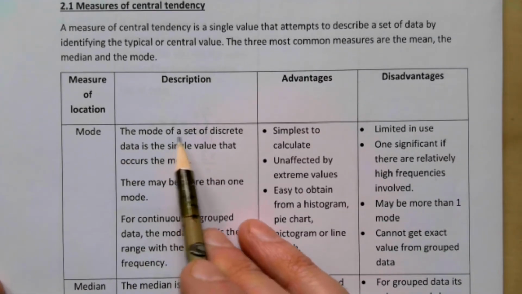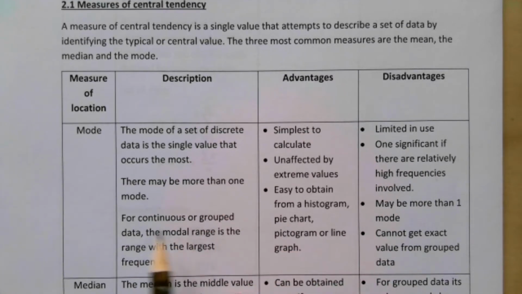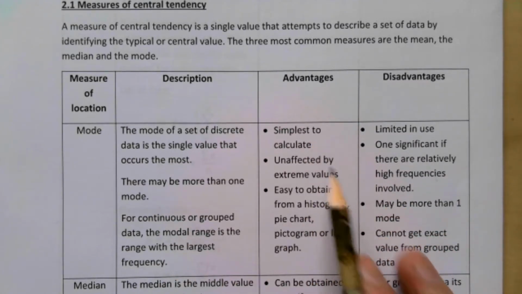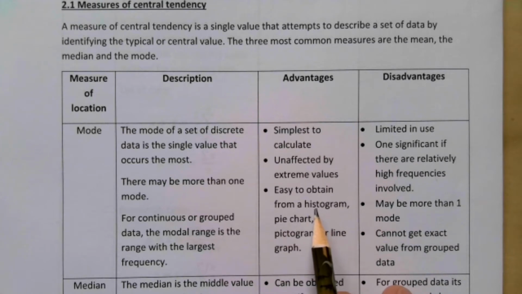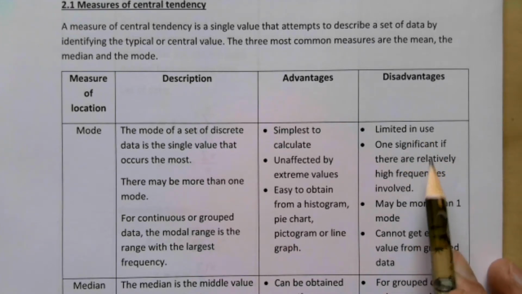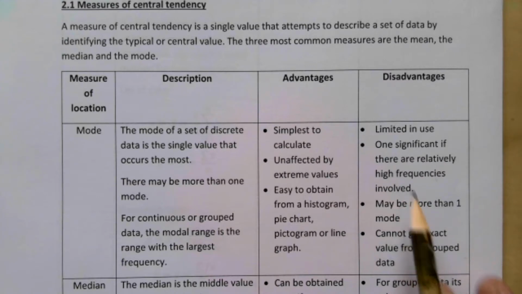The mode of a set of discrete data is a single value that occurs most. There may be more than one. For continuous or group data, the modal range is the range with the largest frequency. Advantages: easy to calculate, unaffected by extreme values, easy to obtain from a histogram, pie chart, pictogram or line graph. Disadvantages are it's limited in use, only significant if there are relatively high frequencies involved, may be more than one mode, and you cannot get an exact value from group data.